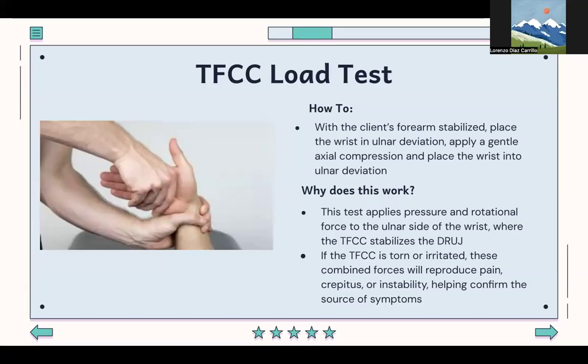What is cool is that this test doesn't just tell us that something is wrong, it replicates the client's actual symptoms, which builds a stronger clinical case. It's kind of like simulating a functional movement under a very controlled condition. So when we're doing this test, we're basically asking, how does the TFCC respond when it's under pressure, the way it would during tasks like twisting a jar or pushing off the floor?